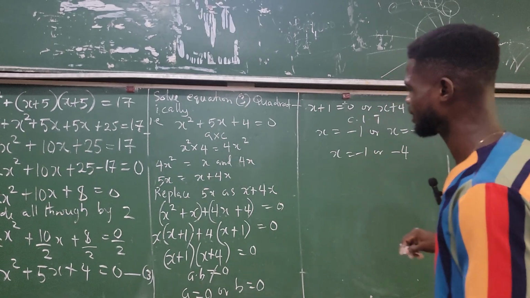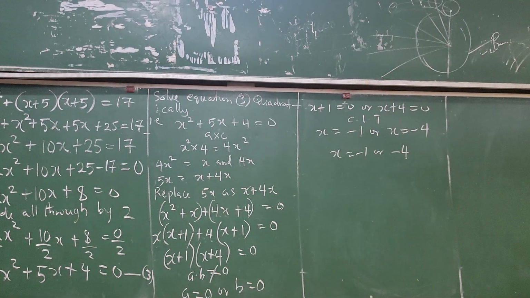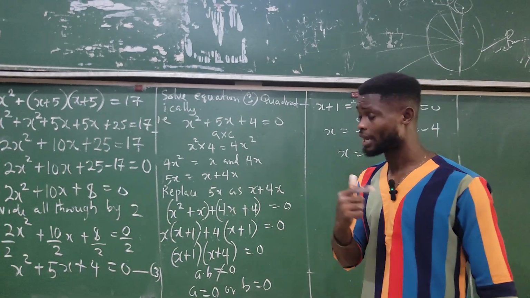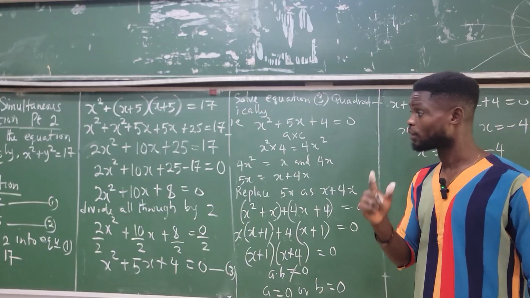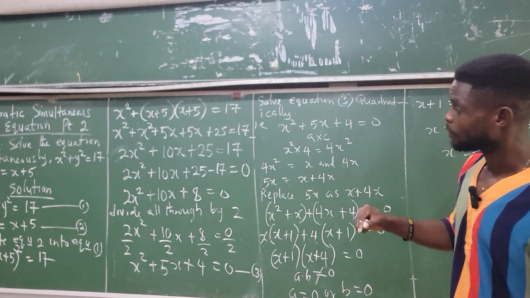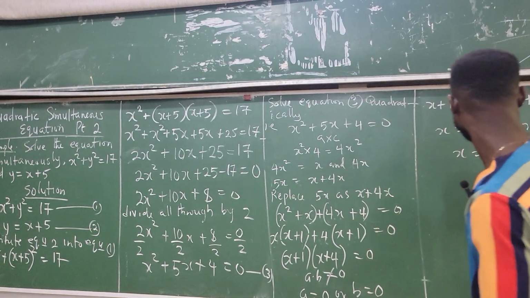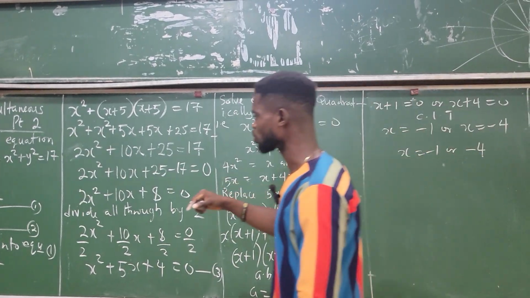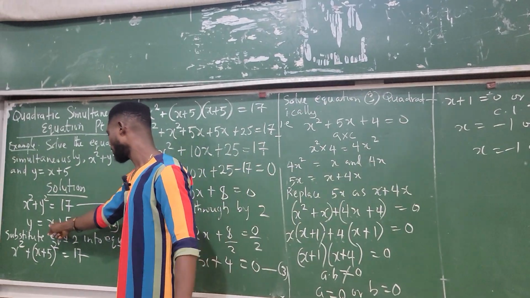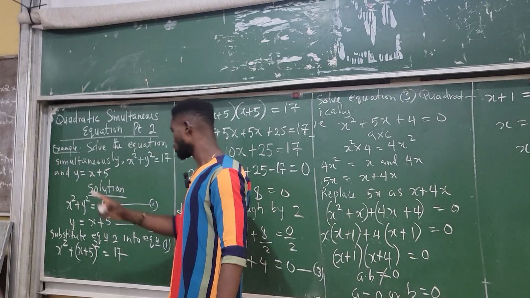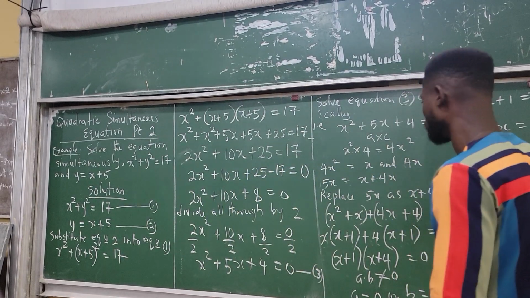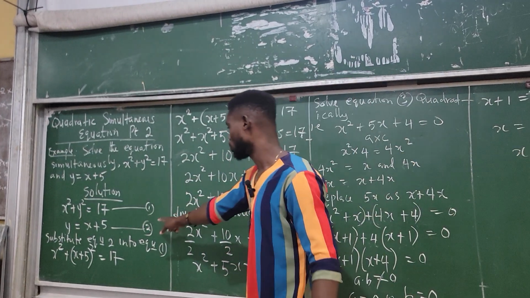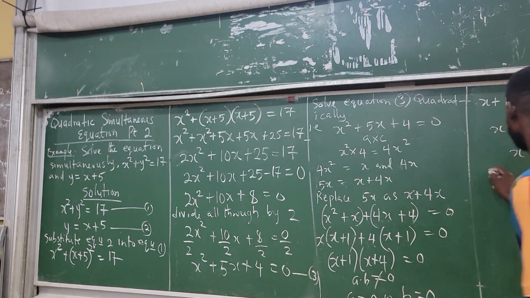Then remember that what we are looking for is x and y. Don't forget that we are looking for x and y. Since we are looking for x and y, we've gotten our x. So what we need is to get our y. You come back to the equation, you should know that y is equal to x plus 5. So you substitute these values you have here into equation 2.